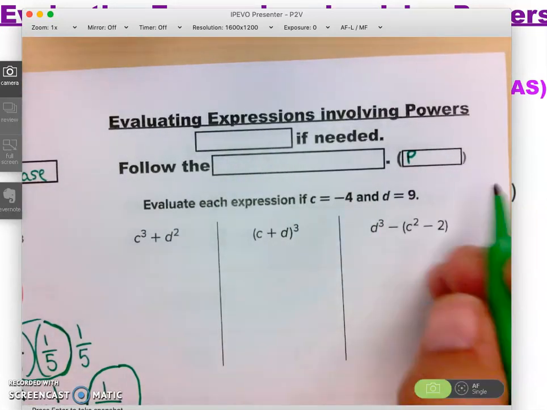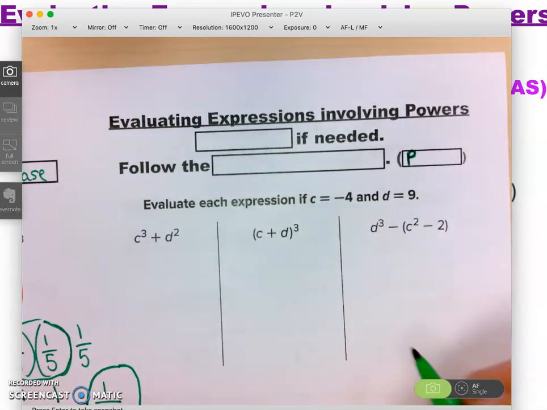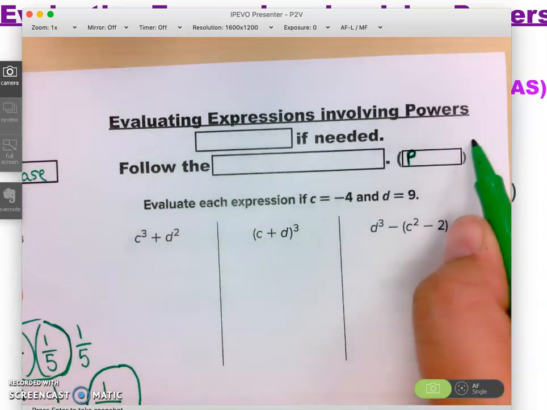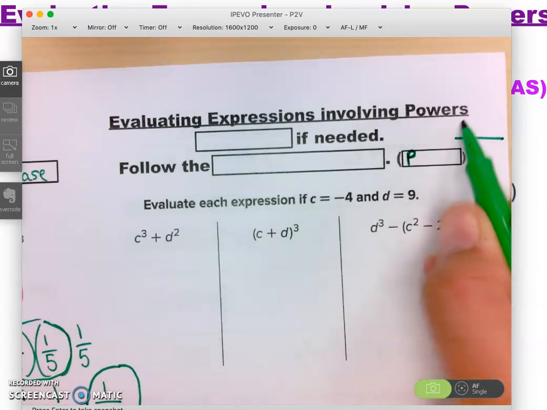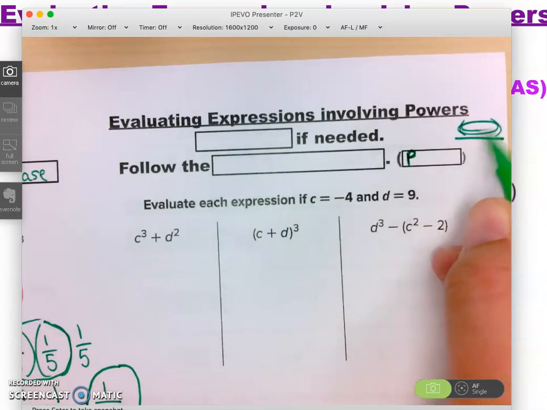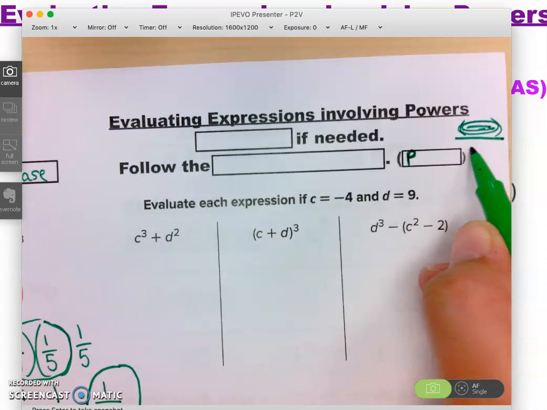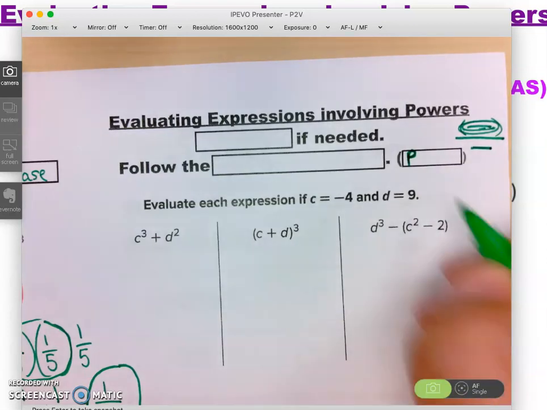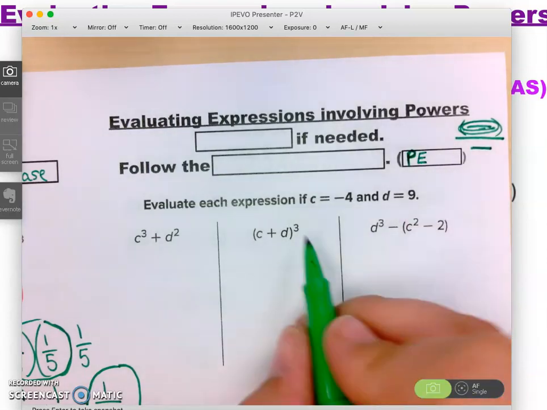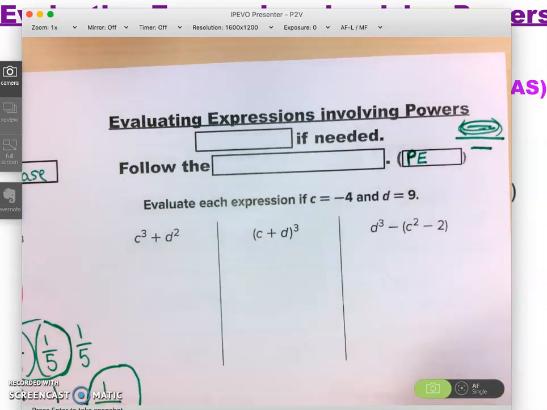I'm sorry, no, so sorry. P is parentheses. Parentheses means any grouping symbols. So if you have parentheses or brackets, or even if I have a fraction bar and I have stuff on top, that means I want to do the stuff on top first and the stuff on bottom if there's any operations. Then we have E, which is our exponents. Anything raised to a power then needs to be evaluated out.